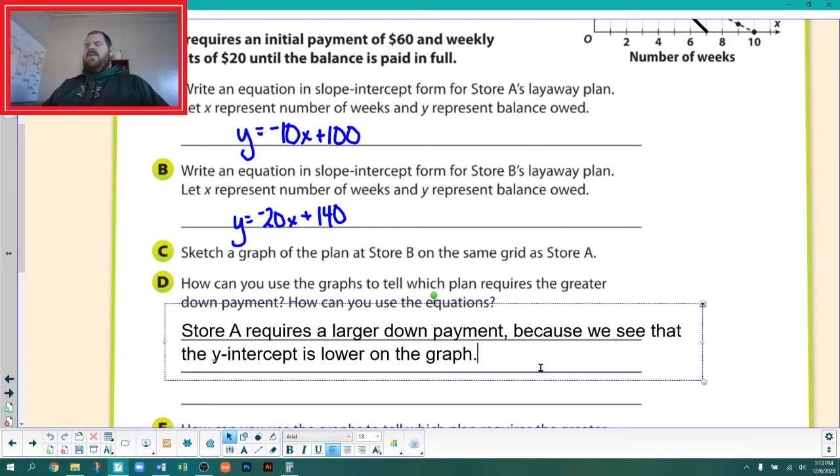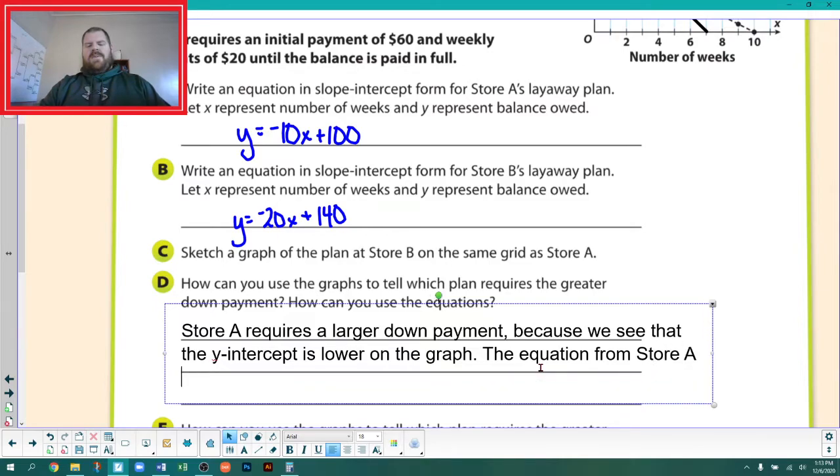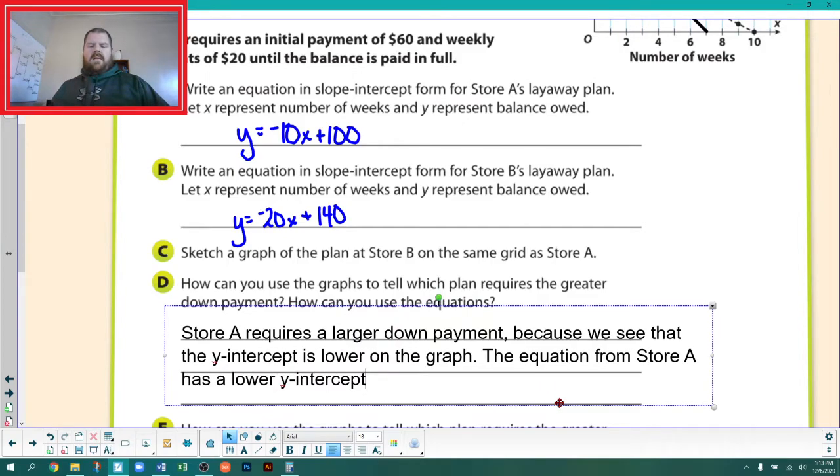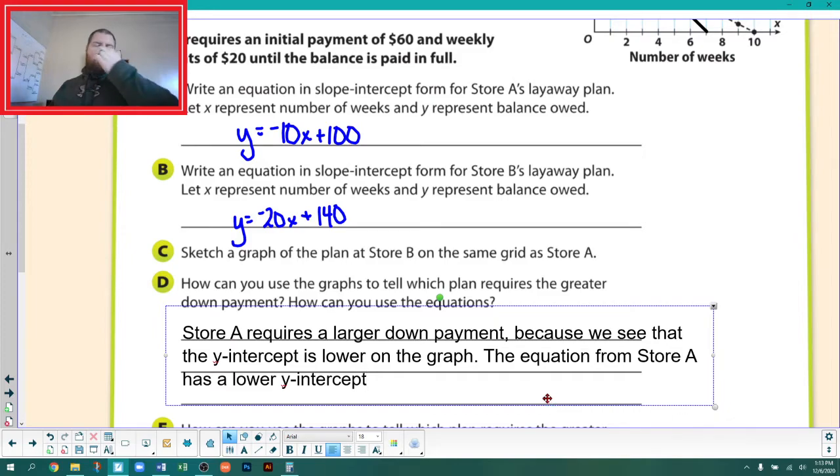Okay, and how could we use the equations to tell that? The equation from store A has a lower Y-intercept. So the same sort of way that we could tell that information on the graph showed us that same idea on the equations.